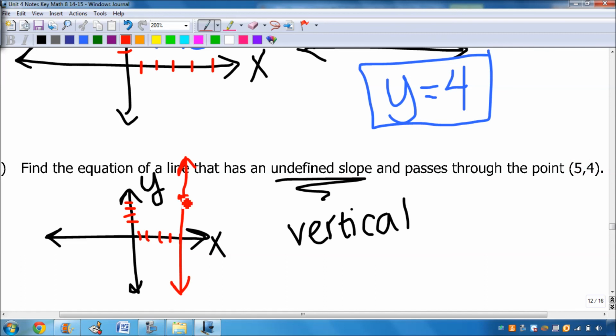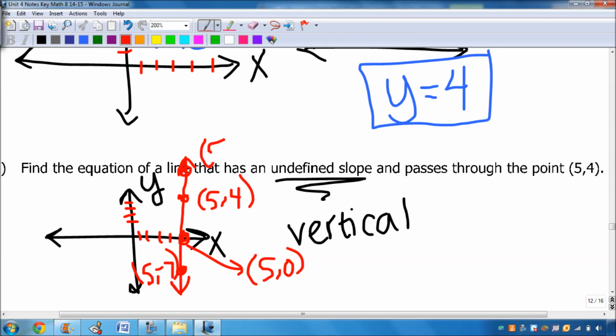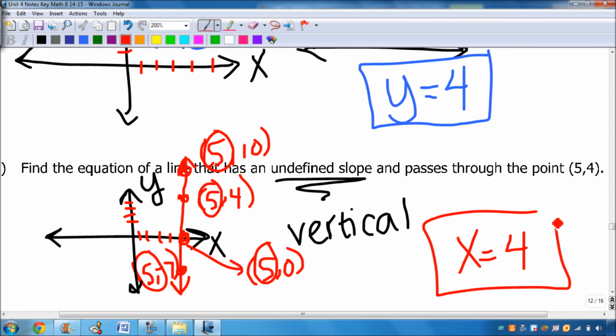Also, if you notice, this coordinate right here is 5, 4. It crosses the x-axis at 5, so this is 5, 0. Any coordinate on your line, this is like 5, negative 7, right? This coordinate right here would be like 5, 10. Any coordinate on your line, the x value is always equal to 5. So the equation of this line is simply x equals 5. Okay?